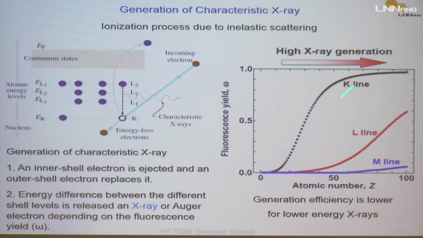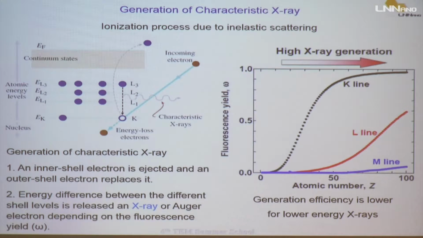Here we have another graphic with the fluorescence yield and its dependence on the atomic number of your material. We can see here that the generation of the X-ray photons is higher when you have higher atomic number, higher Z elements. As Professor Raul said, it's complementary. Both techniques, EELS and X-rays, are complementary techniques.